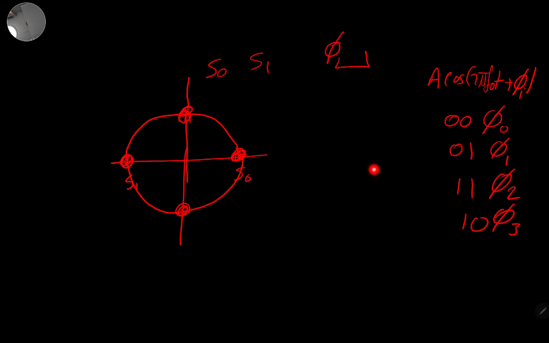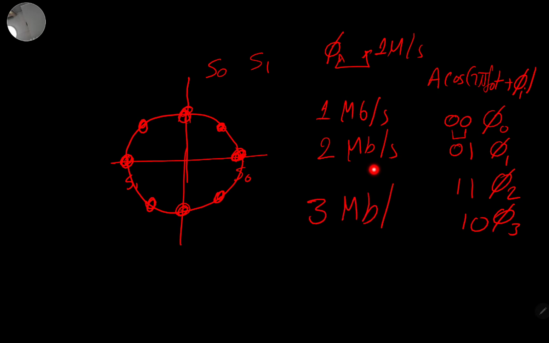For example, if the phase is changing 1 million times per second, now if we have only two phases, then we can send 1 megabit per second. But now for every change in phase, we send 2 bits. It means that now we have 2 megabits per second. Now what if we have 8 phases like this one? So we have more phases. Now we can send 3 bits over each phase, and then the bit rate becomes 3 megabits per second, and so on.